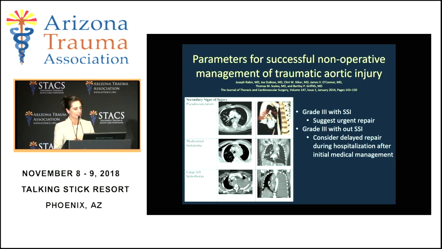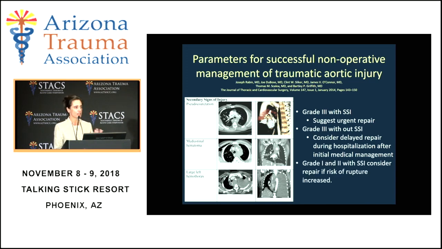So pseudocoarctation, mediastinal hematoma, and large left hemothoraces are all secondary signs of injury. So if you have a grade 3 with any one of those 3 findings, it is recommended that you undergo repair rapidly, whether that's 2 hours or 4 hours, but it's not something you want to wait on until just prior to discharge, or certainly bring back after hospital discharge, and it's not someone that you want to just start aspirin on and leave alone.